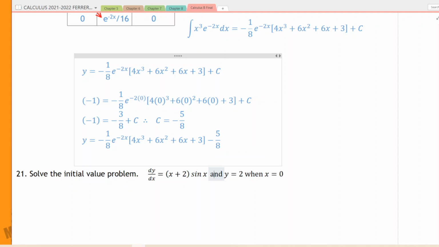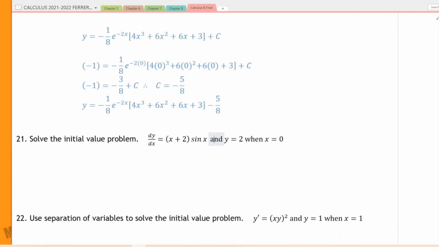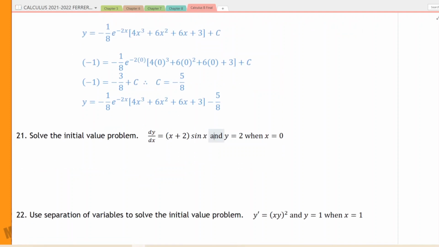Now that was probably one of the more difficult problems that we're going to end up doing. Let's see, we probably have time for a couple more questions. So here's another initial value problem, number 21.